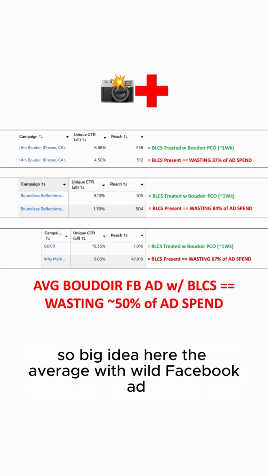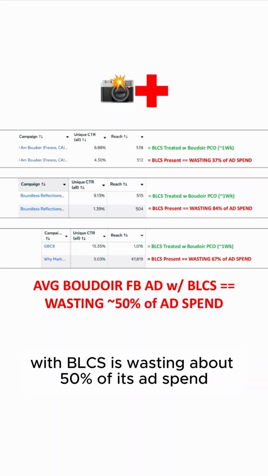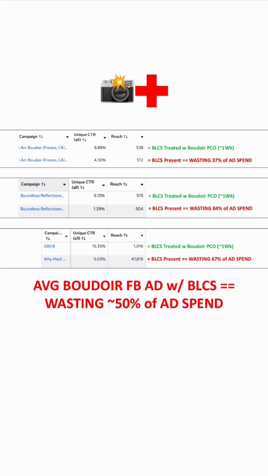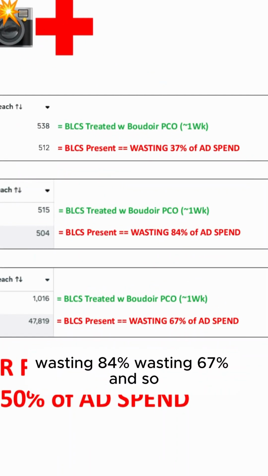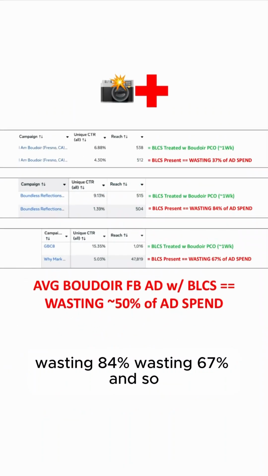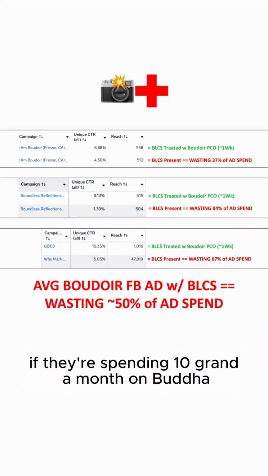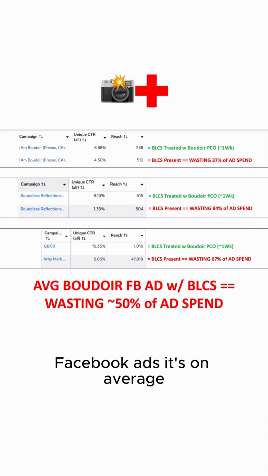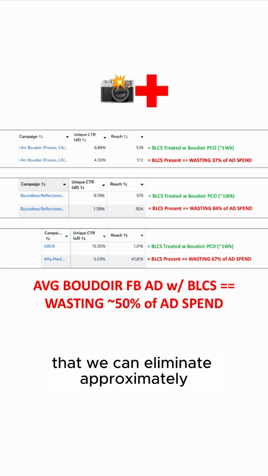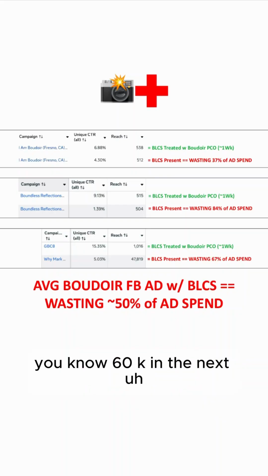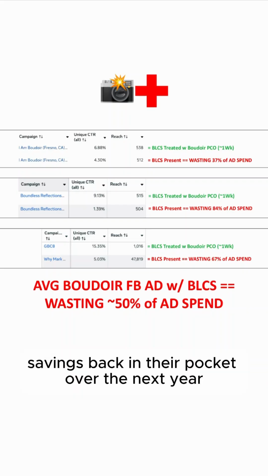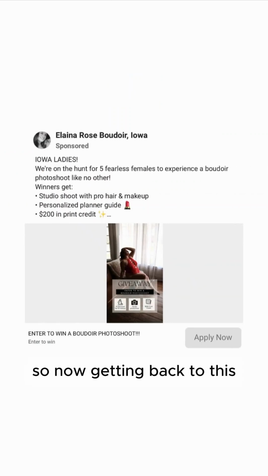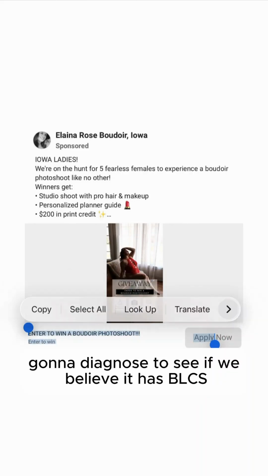So big idea here. The average Boudoir Facebook ad with BLCS is wasting about 50% of its ad spend. And I mean, look at the numbers here. Wasting 37%, wasting 84%, wasting 67%. And so if they're spending 10 grand a month on Boudoir Facebook ads, on average, 5K every month is being wasted that we can eliminate and give them approximately 60K in bonus savings back in their pocket over the next year.